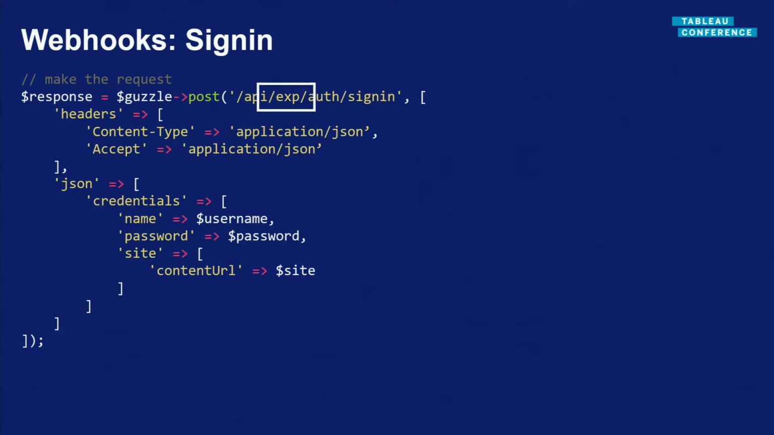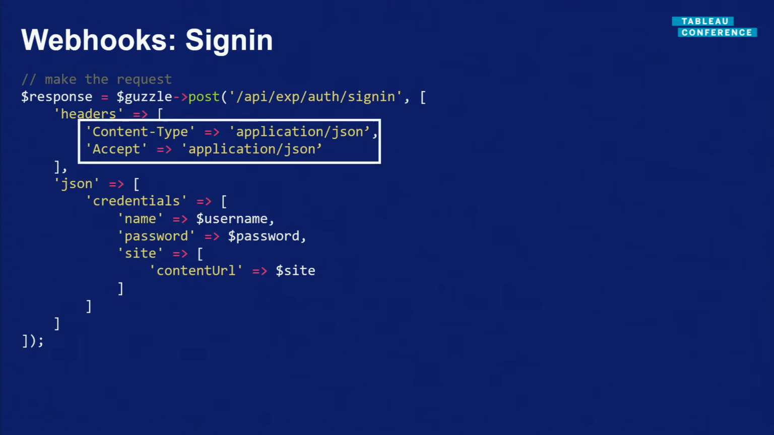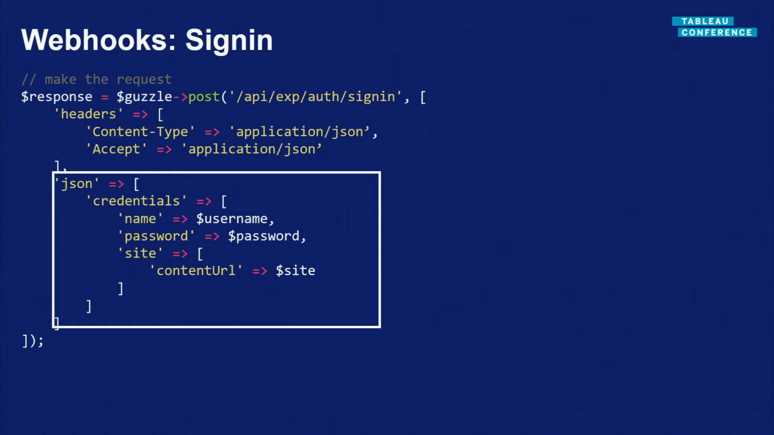So this is me signing into Tableau server using PHP. I'm setting the headers, much like with the subscription scenario, setting content type to let the server know we're sending JSON, and the accept header to let it know we want to receive JSON. Finally, Guzzle has a nice little feature that allows me to pass in an associative array, and it will generate JSON for us. You can see this looks extremely similar to the sign-in JSON. We've got the username, the password, and finally the site that we're logging into.